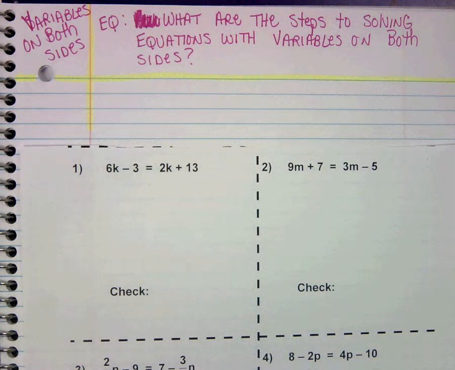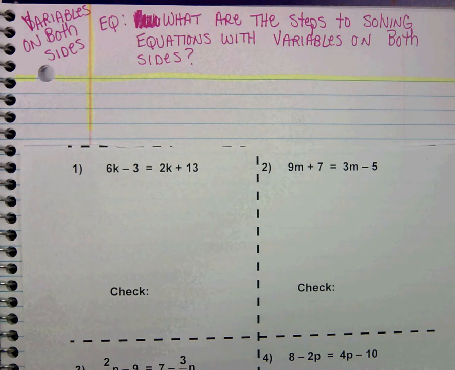Okay, in our lesson today, we're going to look at how to solve equations with variables on both sides. Our essential question is, what are the steps to solving equations with variables on both sides? Later on, we're going to learn a funny little saying to help us remember the steps. But until we get to that point, I want you to think about some things. There definitely is not just one way to approach this problem.